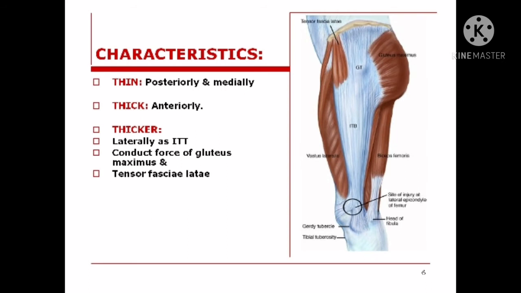The characteristics of the fascia lata, the deep fascia of the thigh: it is thin posteriorly and medially. It is thick anteriorly and thicker laterally as the iliotibial tract. It conducts forces of the gluteus maximus and the tensor fasciae latae.